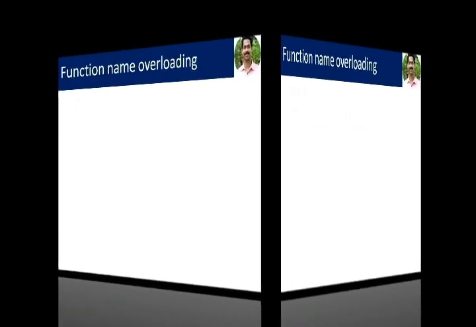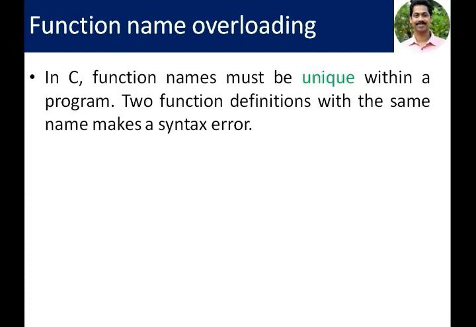Now, function name overloading. In C, function names must be unique within a program. Two function definitions with the same name make a syntax error. That's in the case of the C language. All of you are aware of C programming and functions in C programming. In C, we cannot define a duplicate function name. If a duplicate function name is found by the compiler, it shows a syntax error. The function name must be unique.